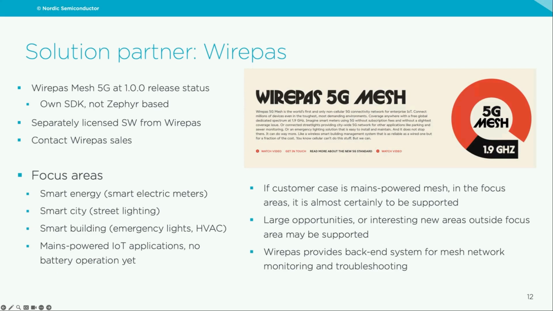A bit more about these partner offerings. So Wirepass 5G Mesh. They have their own SDK, and this software needs to be separately licensed from Wirepass. Wirepass focus areas are smart energy, smart electric meters, smart city applications, and also smart building applications. The main thing there is that at the moment the stack is built so that it relies on the devices having mains power. So it's not trying to conserve energy at all.